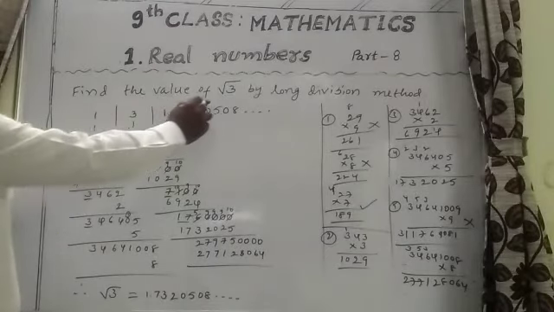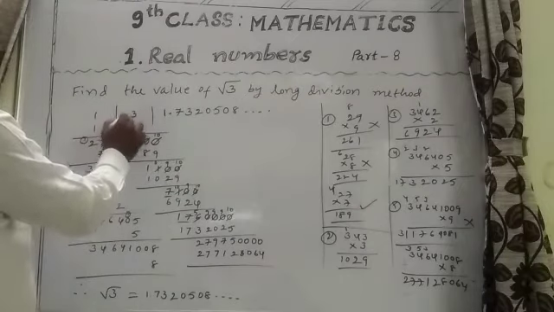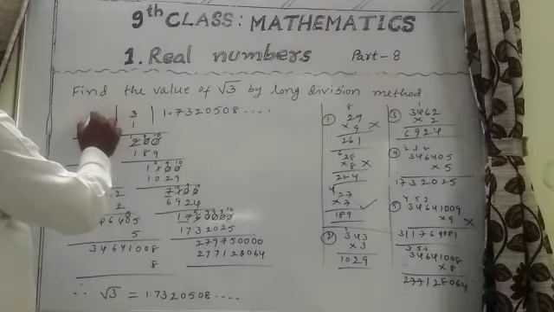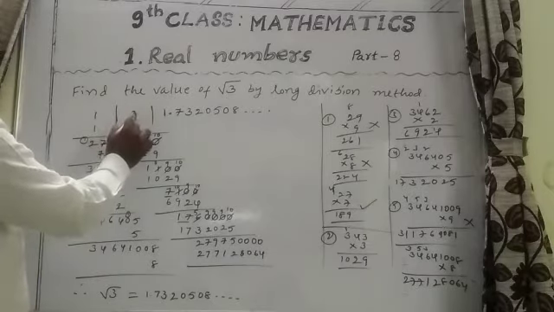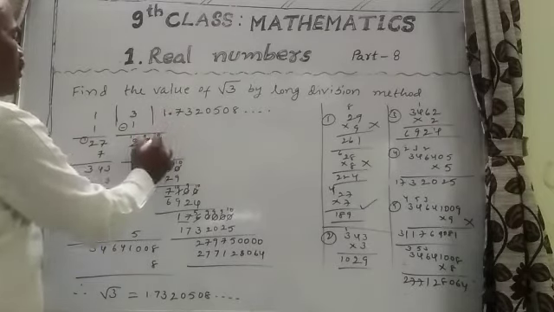Find the value of root 3 by long division method. Take the 3 in the dividend. This 1 1s are 1. 1 plus 1 is 2. 3 minus 1 is 2. Put the point and take zeros in the dividend.